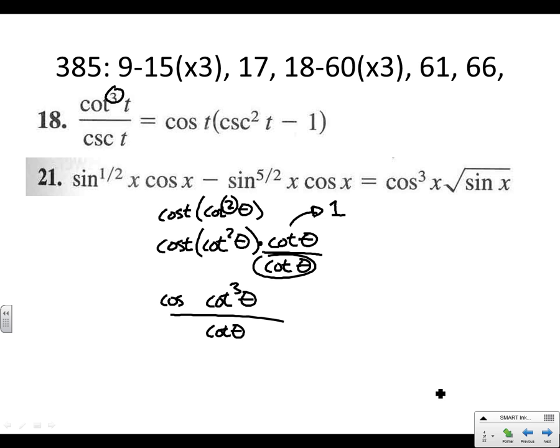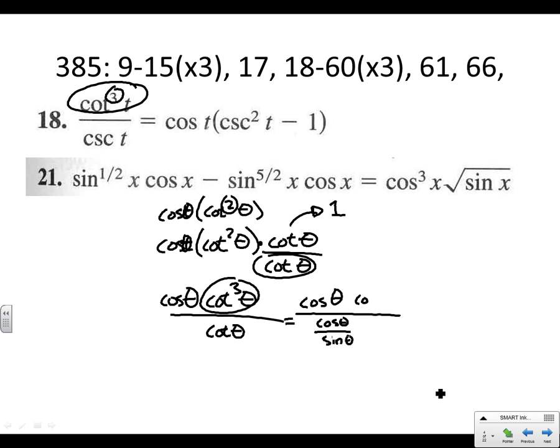I got messed up with my t's and my thetas. Let me go back and just make these thetas or x's. It doesn't matter, just as long as we're consistent. And so now we've got cosine over cotangent. This part's good. We've matched up here. Can we somehow make cosine over cotangent cosecant? Let's take a look. Cosine theta over cotangent, remember, is cosine over sine.